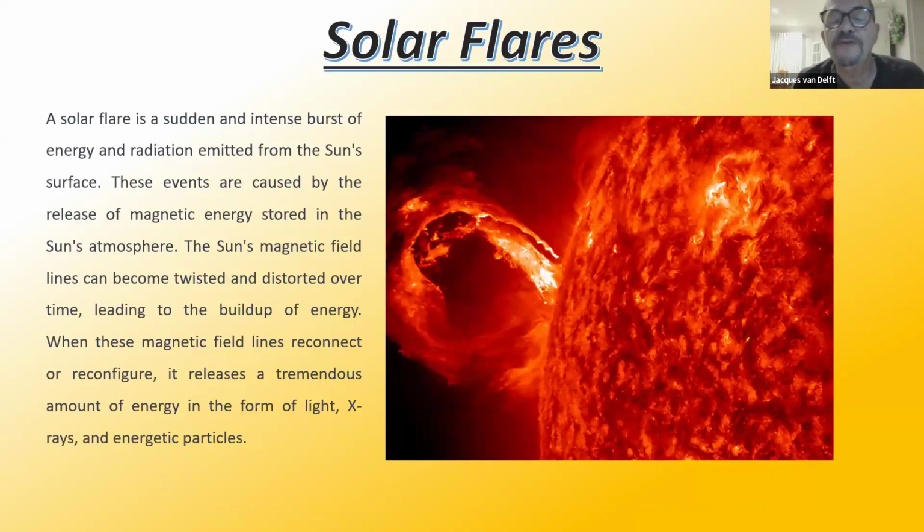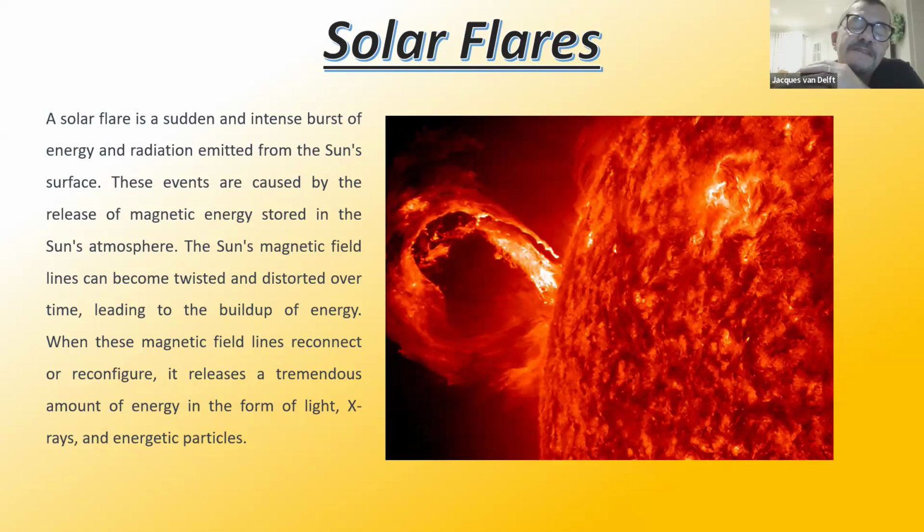When you have those large sunspot groups and those magnetic lines are going from one spot to another spot, they can become so energetic, the energy can become so high that it actually bursts into a solar flare. And a solar flare is a sudden and intense burst of energy and radiation emitted from the sun's surface. These events are caused by the release of magnetic energy stored in the sun's atmosphere. The sun's magnetic field lines can become twisted and distorted over time, leading to a buildup of energy. When these magnetic field lines reconnect or reconfigure, it releases a tremendous amount of energy in the form of light or X-rays and energetic particles.